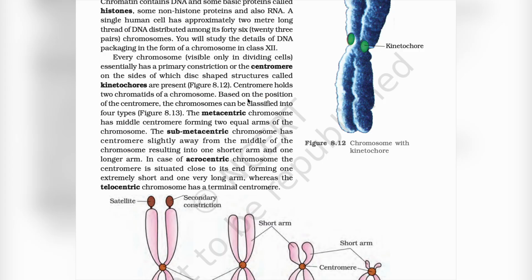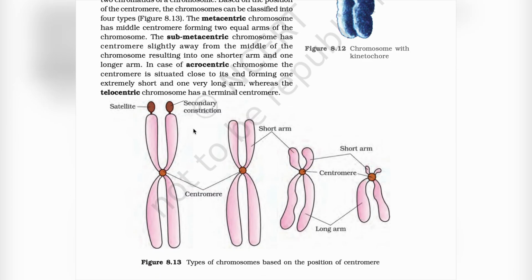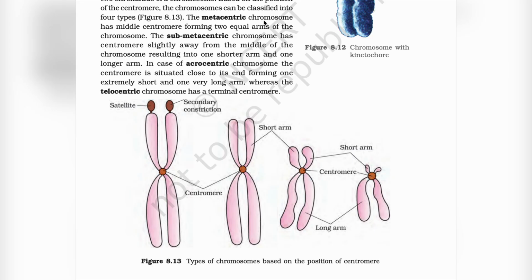Based on the position of the centromere, the chromosome can be classified into 4 types, as can be seen in figure 8.3. The metacentric chromosome has a middle centromere. Centromere is present in the middle, forming 2 equal arms of the chromosome. The submetacentric chromosome has centromere slightly away from the middle of the chromosome, resulting in one shorter arm and one longer arm. So this is the submetacentric, this is the shorter arm and this is the longer one.